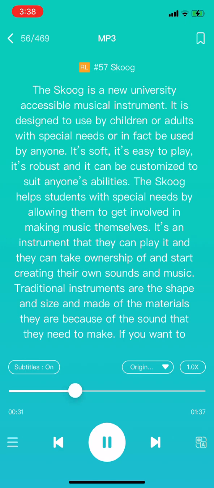It's an instrument that they can play and they can take ownership of and start creating their own sounds and music. Traditionally, instruments are the shape and size and made of the materials they are because of the sound that they need to make. If you want something to sound like a plucked string, you need a string and it needs to be under tension. Whereas with the Skoog, because it's a mixture of software and a sensor, then the computer can handle making the sound, and so we can design an object that's designed to be touched and designed to be played with.